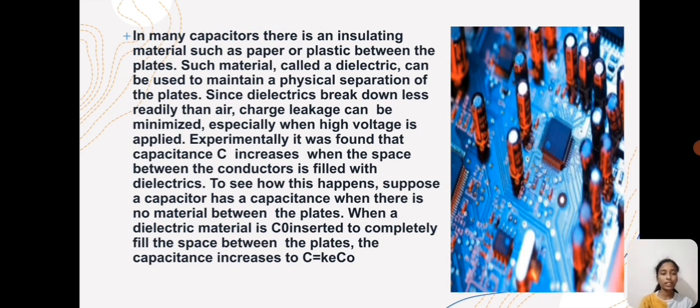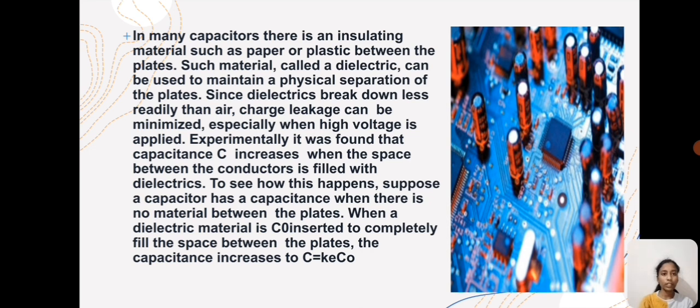In many capacitors, there is an insulating material such as paper or plastic between the plates. Such material, called a dielectric, can be used to maintain a physical separation of the plates. Since dielectric breaks down less readily than air, charge leakage can be minimized, especially when high voltage is applied.